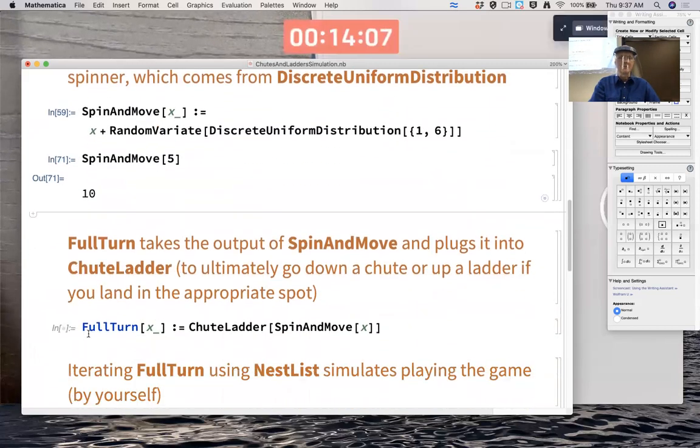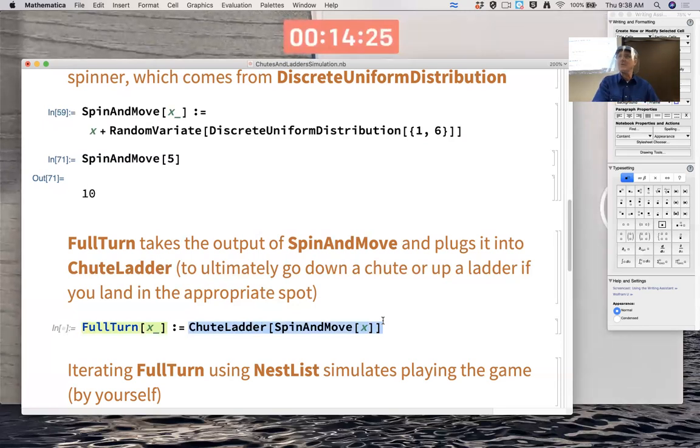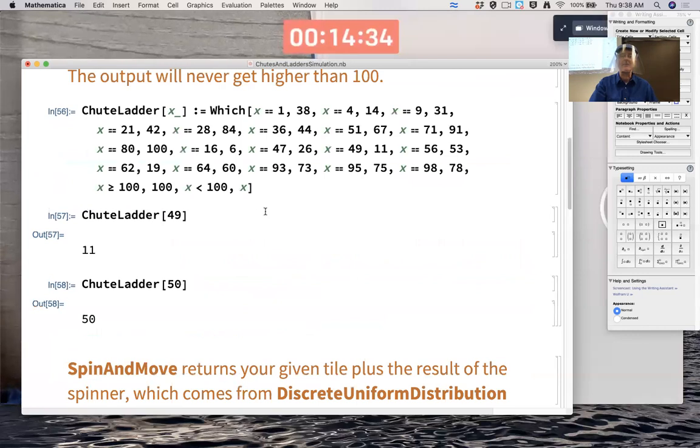Full turn combines the two. So I'm at location X. First, I'm going to spin and move. I'm assuming I've already done the output of a chute or a ladder, and I'm now at location X. I'm going to spin and move first, and then plug it into chute ladder. If the output of spin and move is at a spot where there's a chute or a ladder, then you apply the chute or ladder and you move. If it's not, then you stay where you were, right? That's why I have the output be X if it was not one of these. This represents staying where you are.